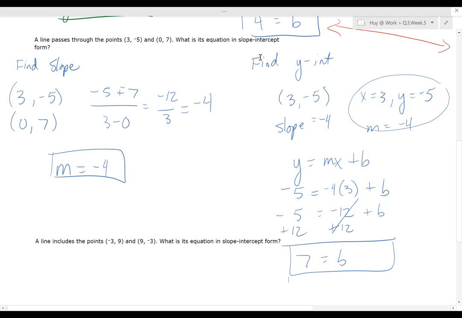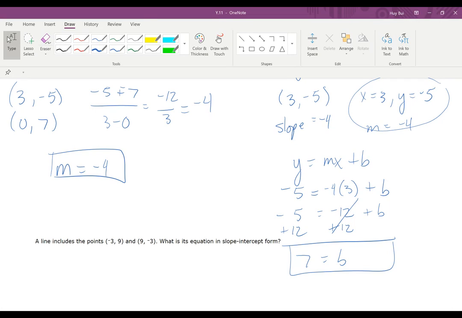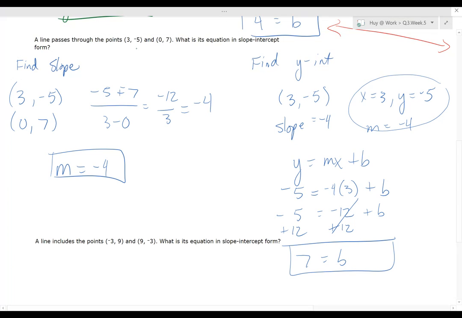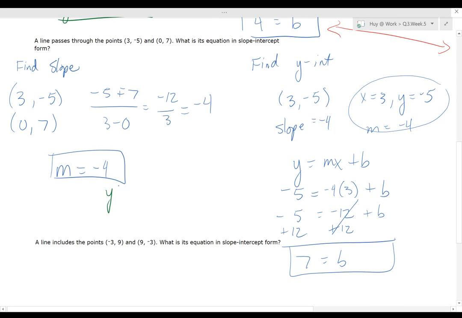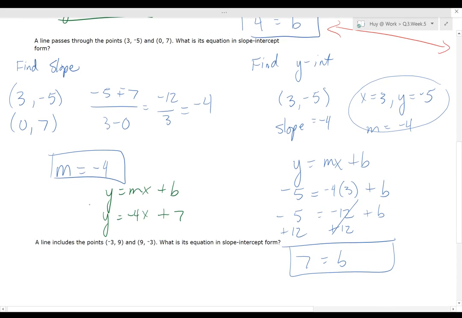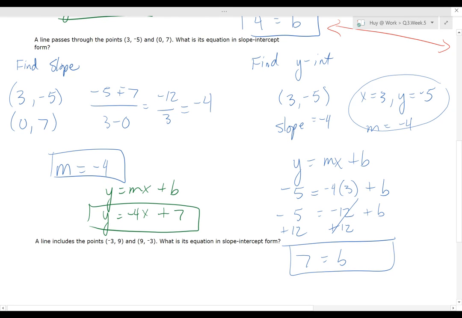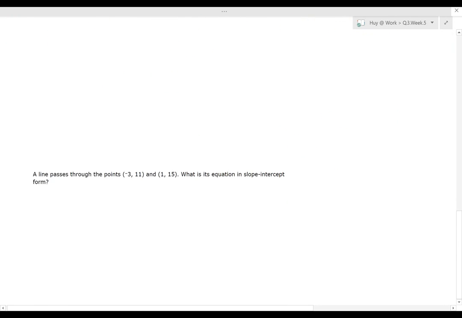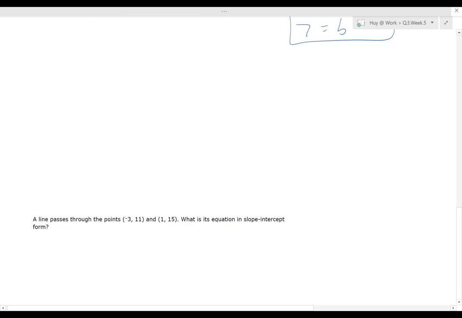So let's write our equation. I don't want to scroll over, so I'm going to write it down here. Y equals mx plus b. M is -4 still, x, b is +7. And there's our equation. And you know what? Every other example is going to be done exactly the same way, regardless of what the numbers are.